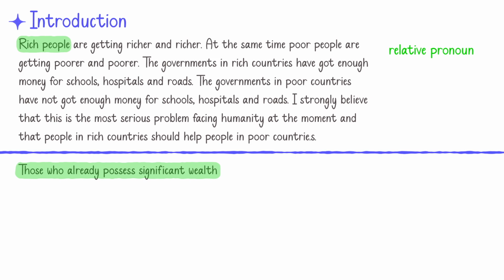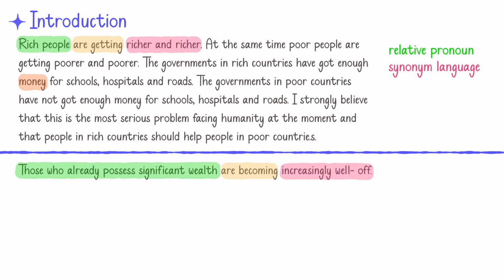And after that, are becoming. Instead of are getting, we should write are becoming. So instead of richer and richer, we should write synonym language. Are becoming increasingly well off. Well off means rich. Increasingly well off. So instead of richer and richer, this is the synonym language that we use. One of the strategies that you can use to avoid repeating the words is using synonym language.